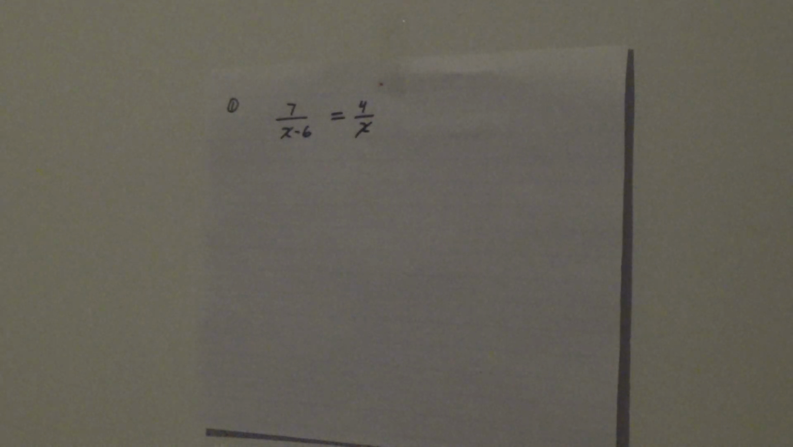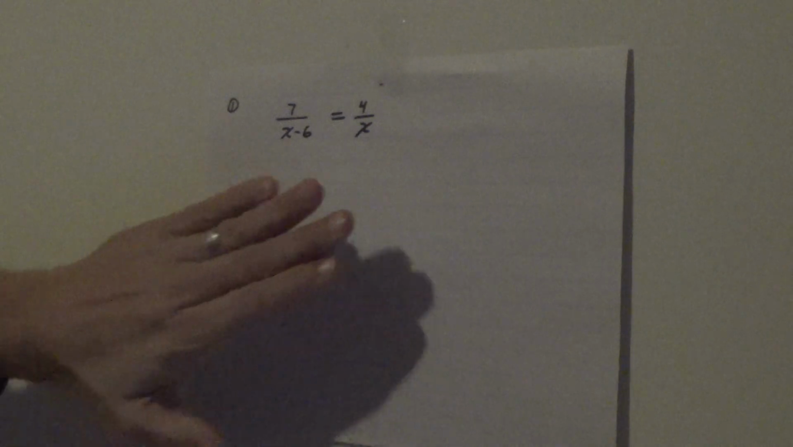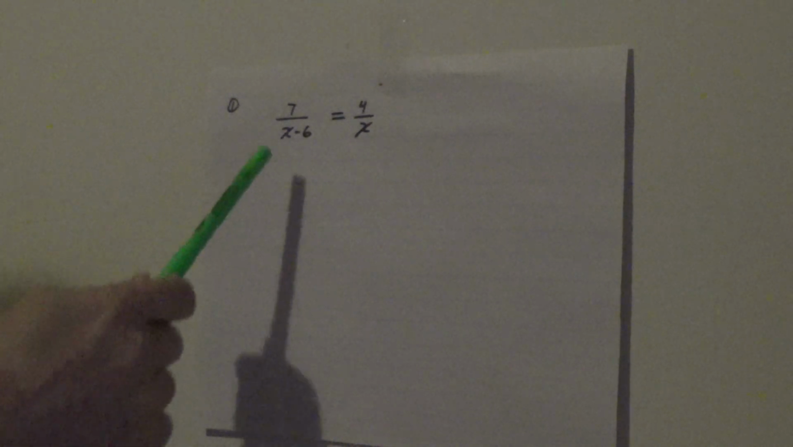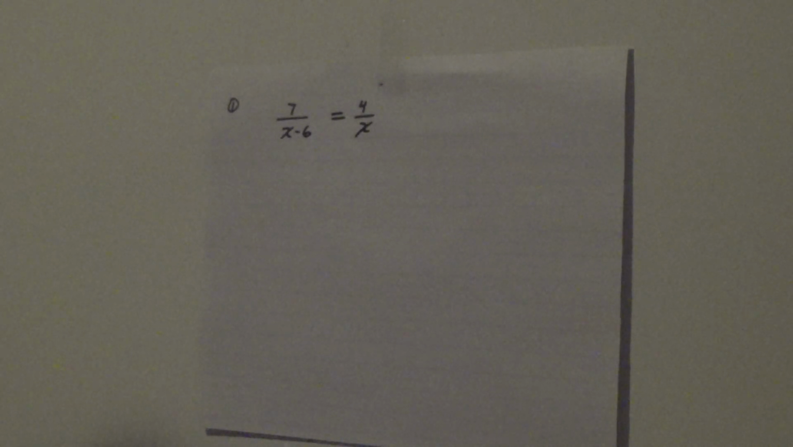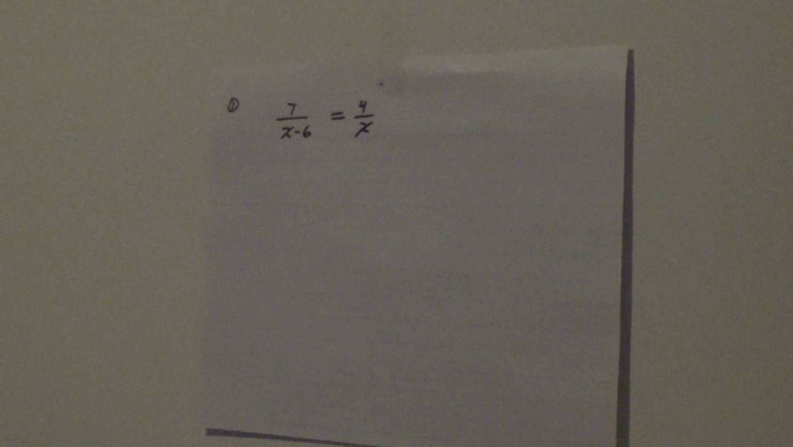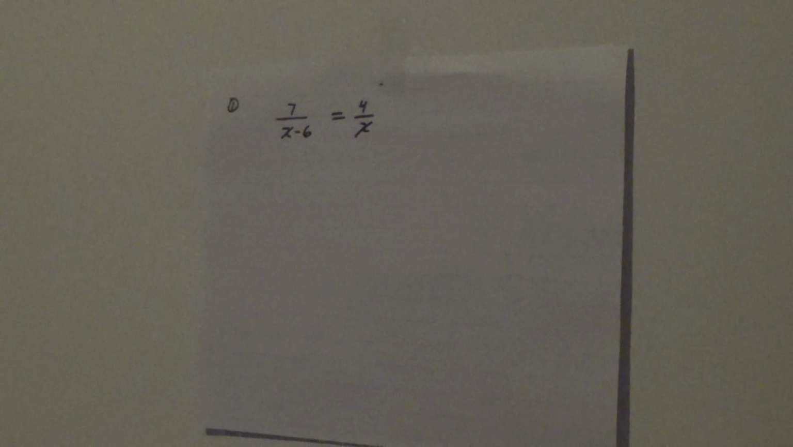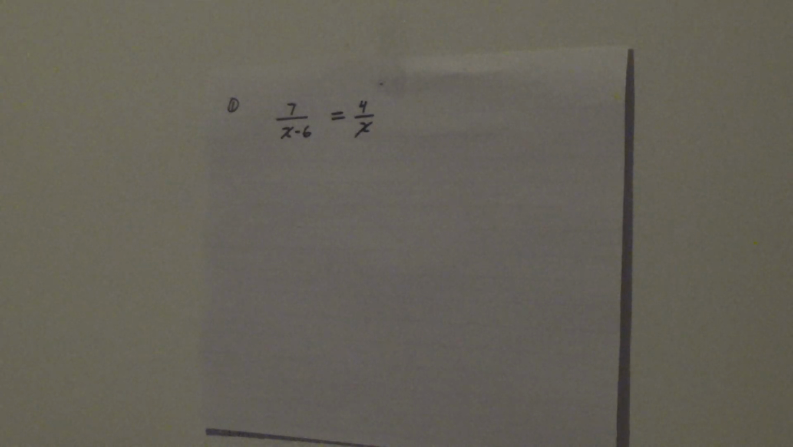Hello. Today we are going to go over solving rational equations, and we're going to begin with number one on your sheet: 7 divided by x minus 6 equals 4 over x. Now, there are two methods for solving rational equations. One in which you cross multiply, which I believe is called method 1, proportions, on your paper, and method 2, using the least common denominator.